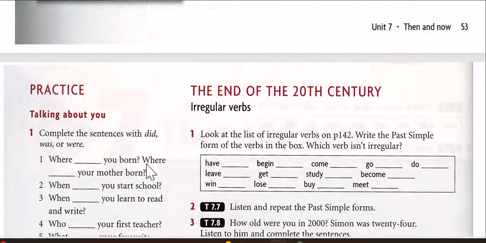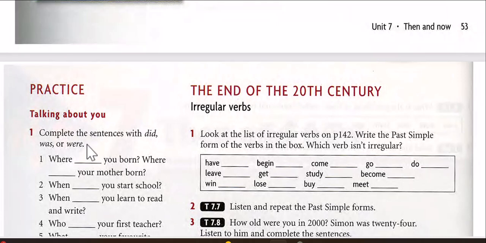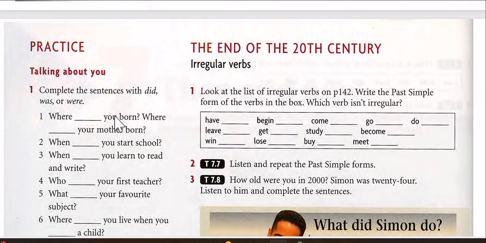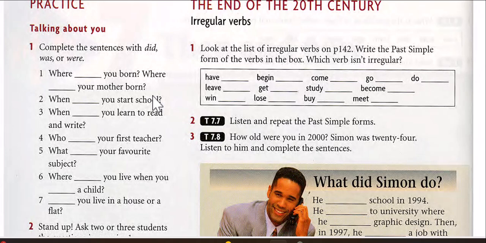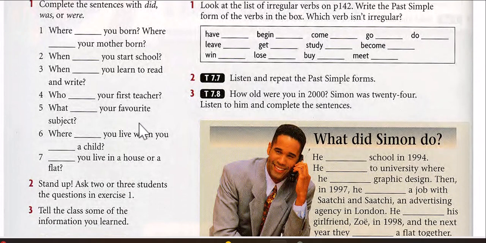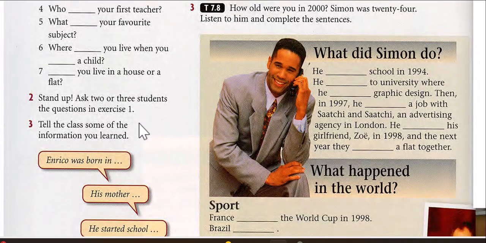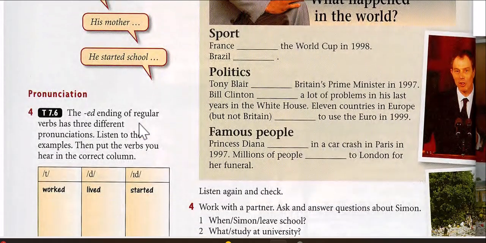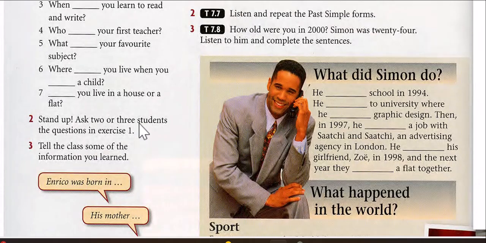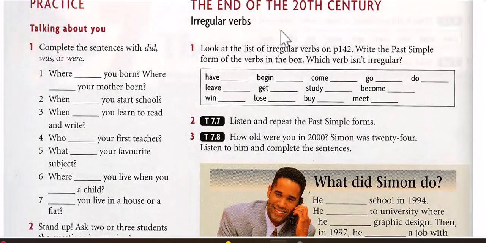This is about you. You have to talk about yourself. Complete the sentences with did, was, or where. So you have to complete these blanks using these three, right? You have to complete the whole 7 questions. Okay. Up to this, they are focusing only on the regular verbs. So now let us move on to irregular verbs in the next video.